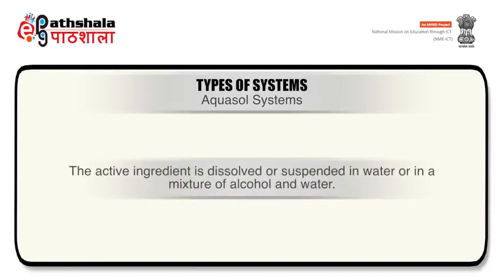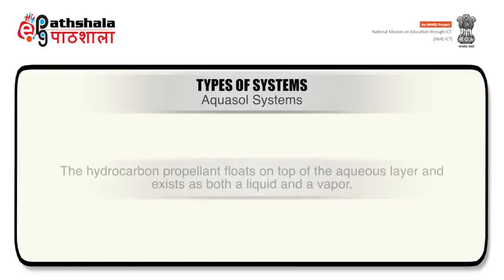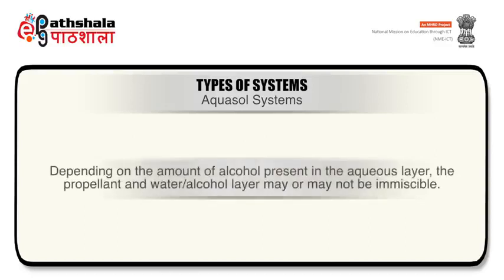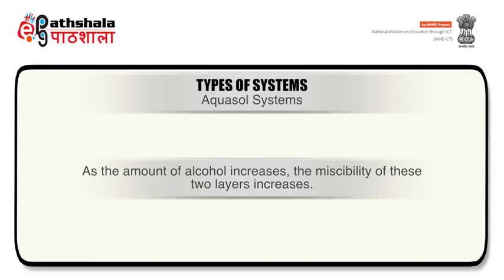Active ingredient is dissolved or suspended in water or in a mixture of alcohol and water. Hydrocarbon propellant floats on top of the aqueous layer and exists as both a liquid and a vapor. Depending on the amount of alcohol present in the aqueous layer, propellant and water-alcohol layer may or may not be immiscible. As the amount of alcohol increases, the miscibility of these two layers increases.